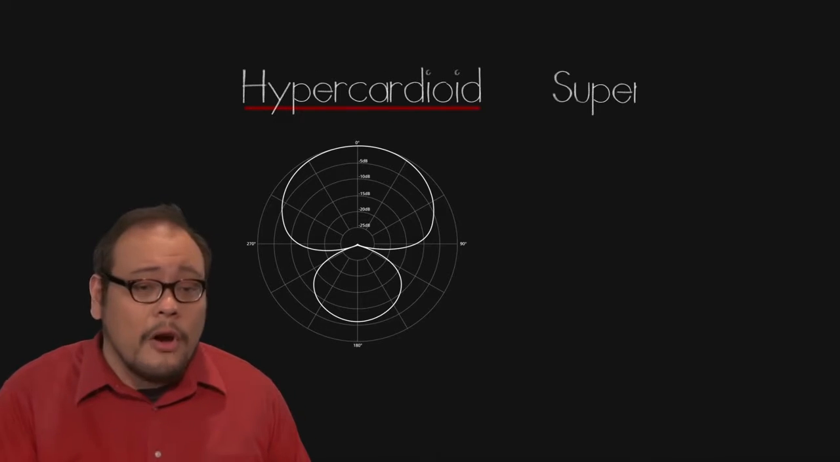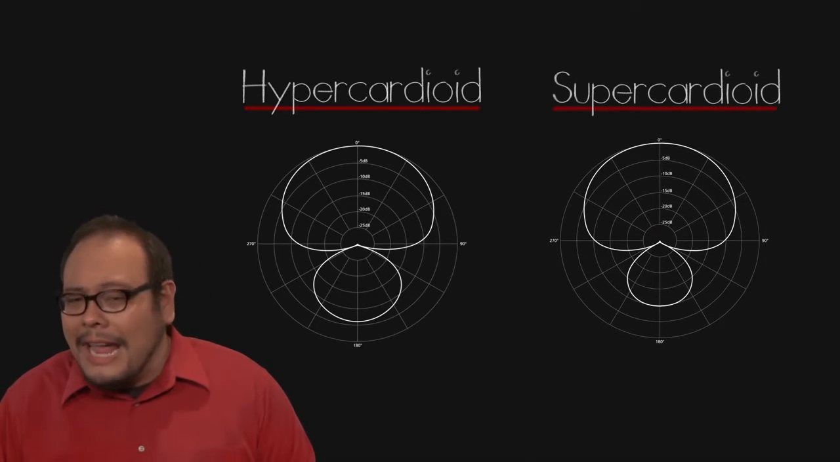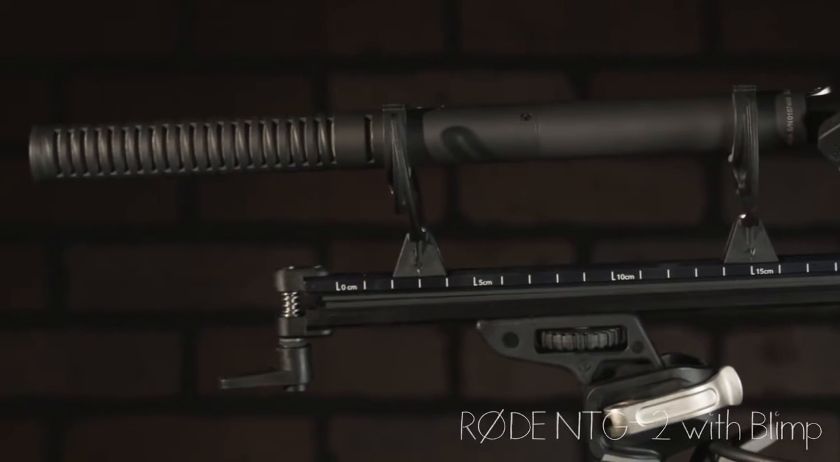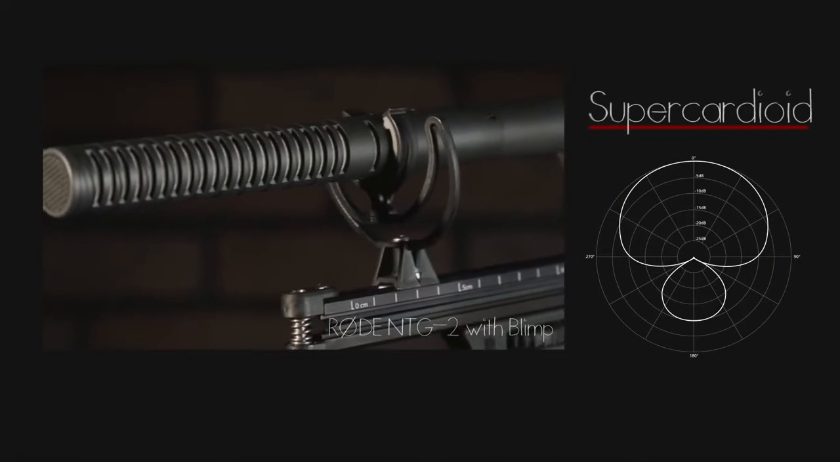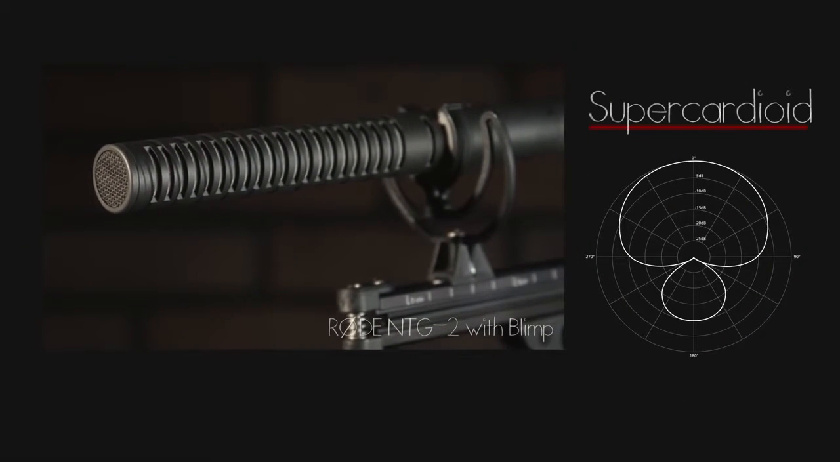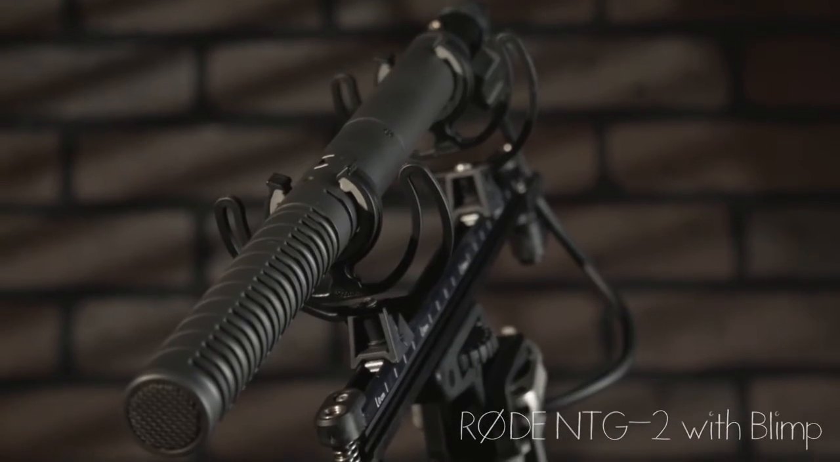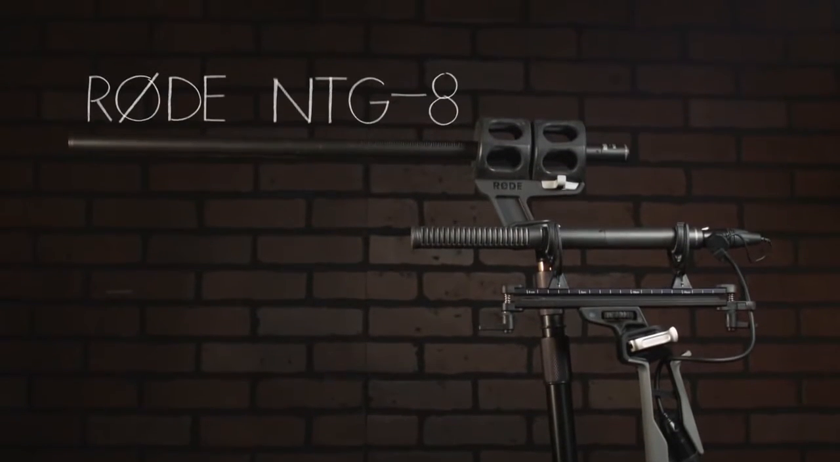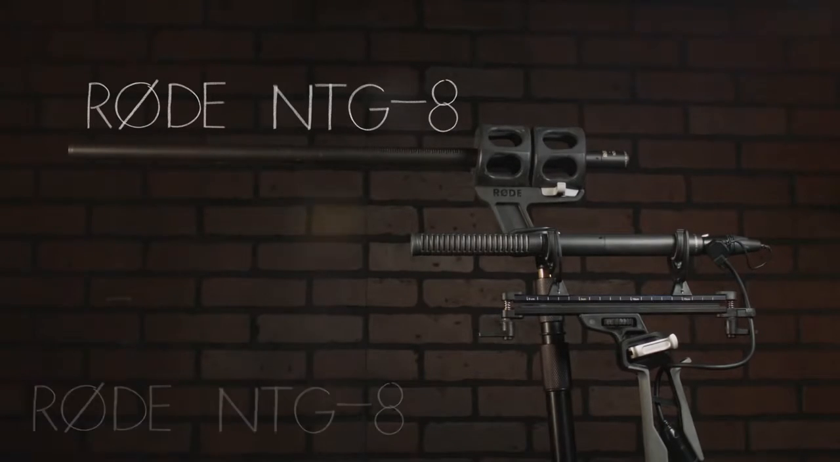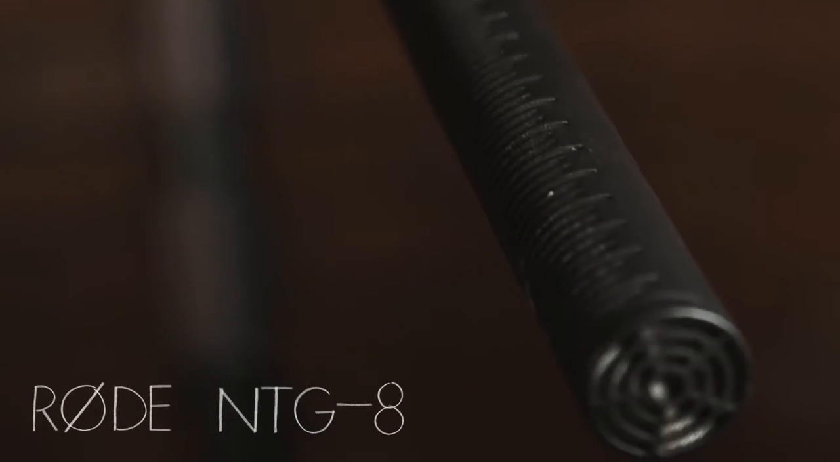Now, more directional are the hypercardioid and supercardioid polar pickup patterns. The Rode NTG2 shotgun microphone is an example of a supercardioid mic which picks up the front and the sides and rejects 150 degrees to the rear. This condenser microphone used in conjunction with a boom pole is a great solution for recording location audio and trying to filter out some of that unwanted ambient sound. For even noisier situations, you may look into something like the super long Rode NTG8 microphone, which is great for noisy outdoor use.